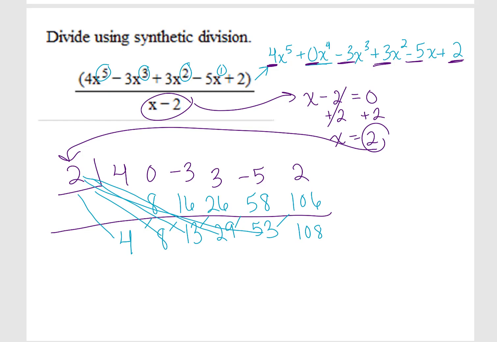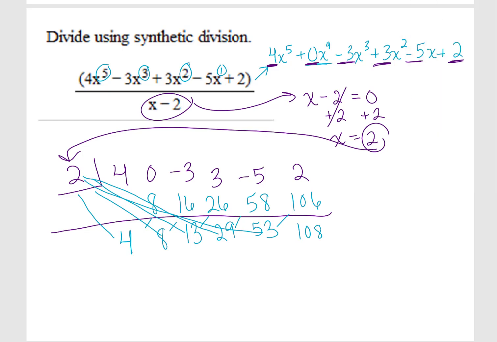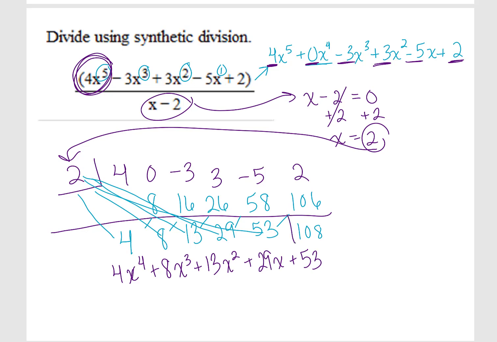Okay, so now my answer, remember, let me get a different color here. My leading coefficient in my answer will always be 1 less than the leading coefficient here up in the numerator. So I had 4x to the 5th, so this will be 4x to the 4th. And then we'll just have the rest in descending order. 8x cubed plus 13x squared plus 29x plus 53. That's my constant. Here's my remainder, so plus 108.